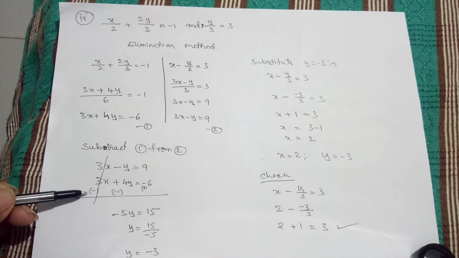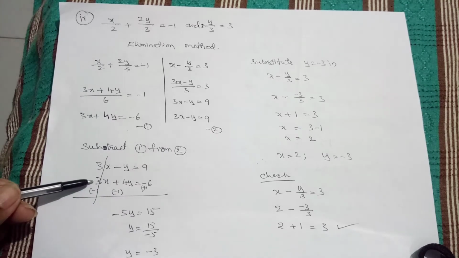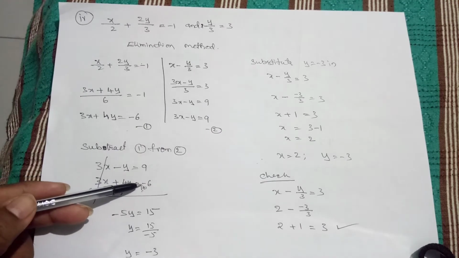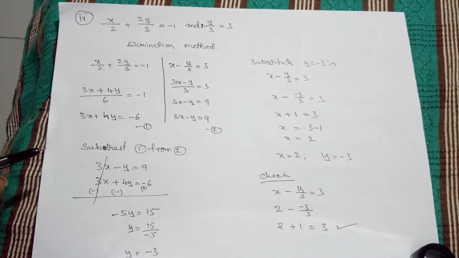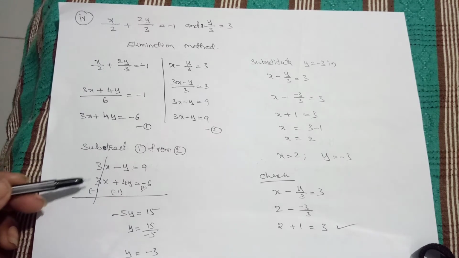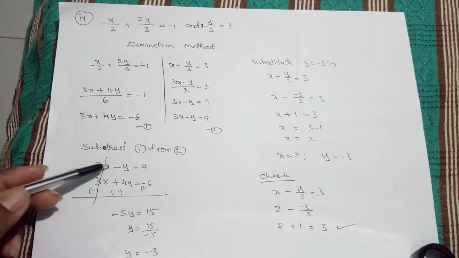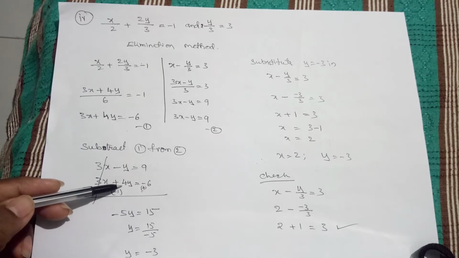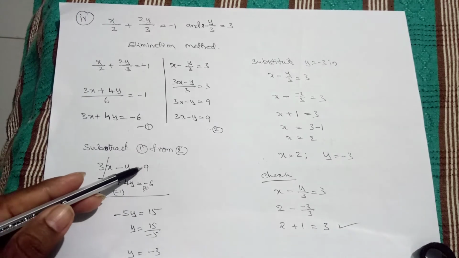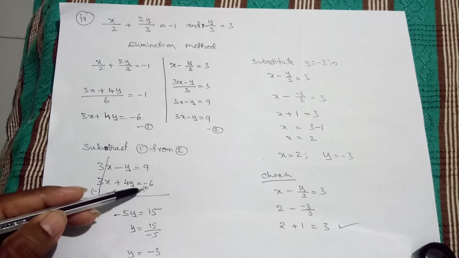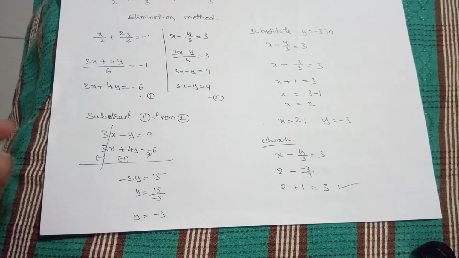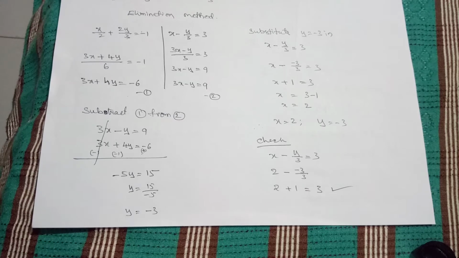Now subtract means all the terms' symbols are going to change. Here plus becomes minus, here plus becomes minus, here minus becomes plus. Okay, now plus 3x and minus 3x are going to cancel. Here minus y and minus 4y, that is minus 5y, is equal to 9 minus 6 plus 6, that is 15. Therefore y is equal to 15 by minus 5, that is y is equal to minus 3.